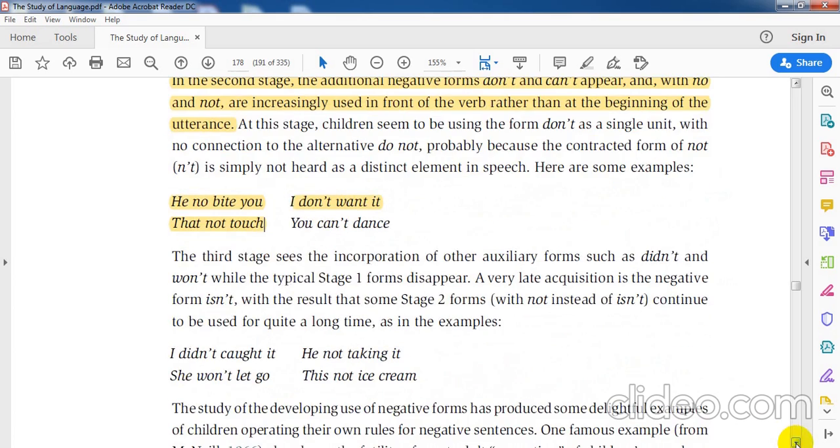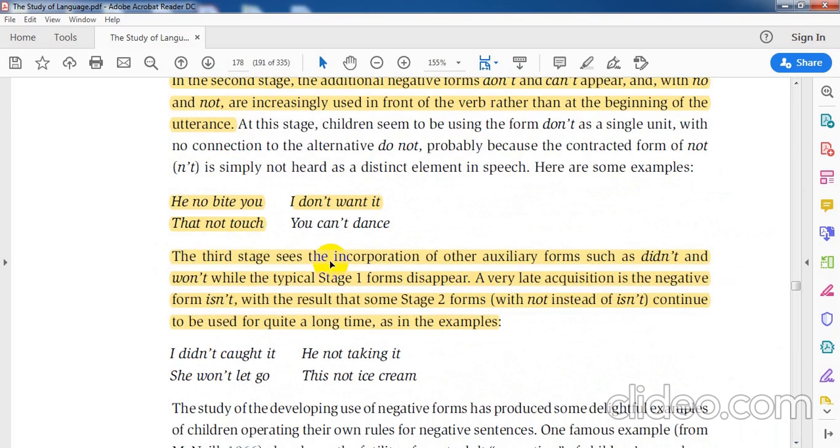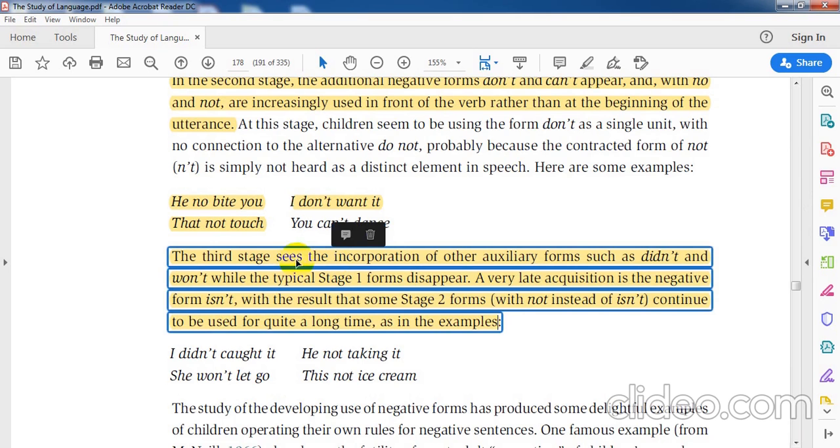Now, what's going on in the third stage? Again, this additional and very important stage in the development of syntax occurs between 24 and 40 months. It sees the incorporation of other auxiliary forms. We have what? Didn't and won't, while typical stage 1 forms disappear.